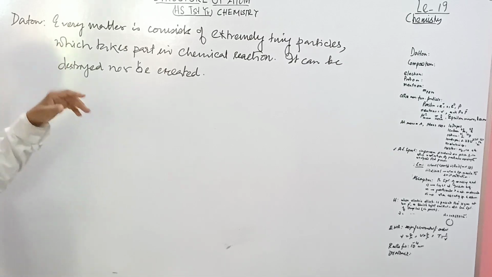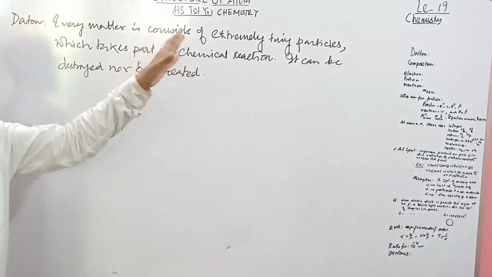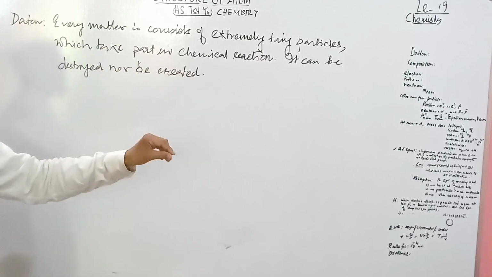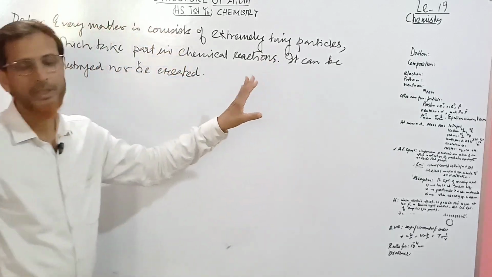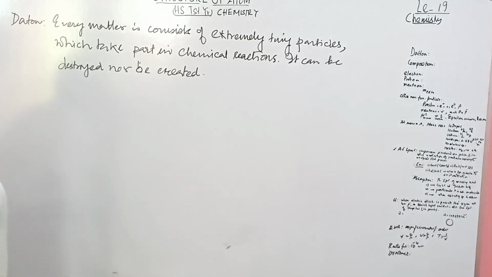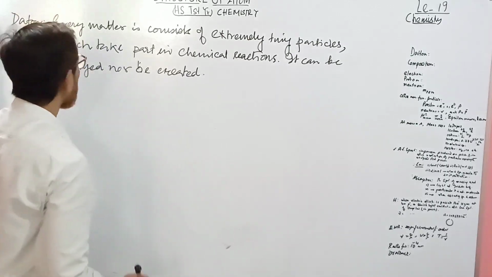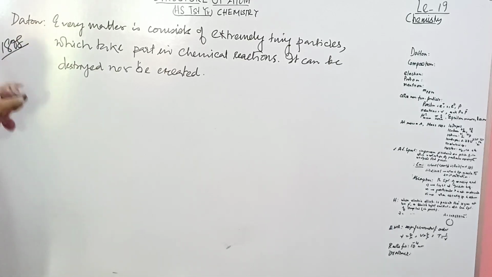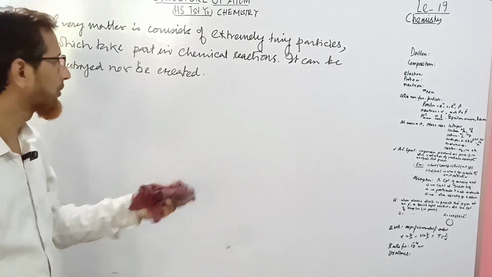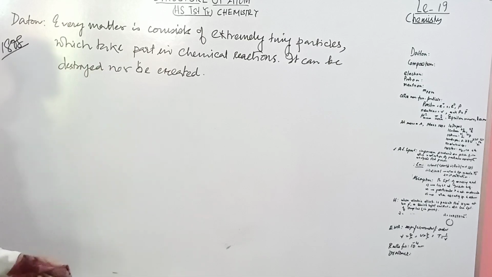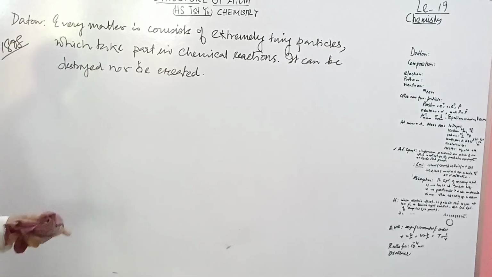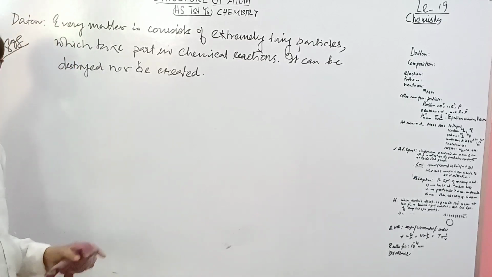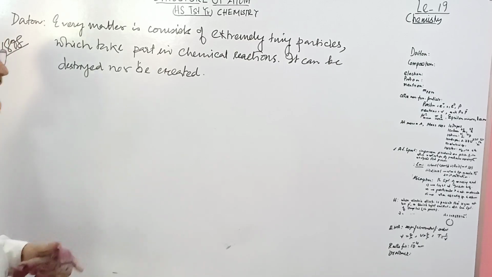Every matter in this universe consists of extremely tiny particles which take part in the chemical reaction, and it cannot be destroyed nor can it be created. This is a very simple concept proposed by Dalton in 1808, and later on a lot of other things were included in the atom. As it was the first concept, hence, in his honor, the concept of atom as proposed by Dalton is still in the chemistry first part.